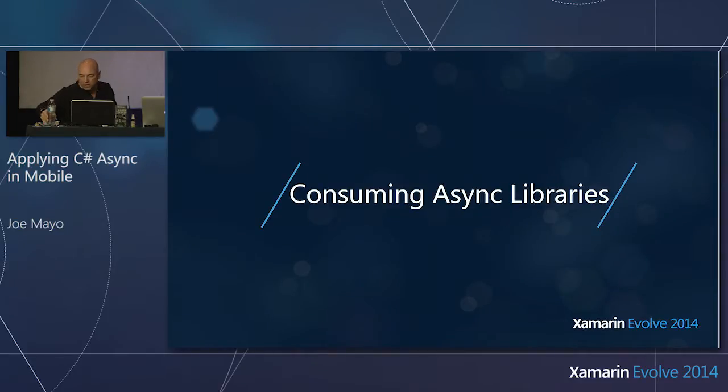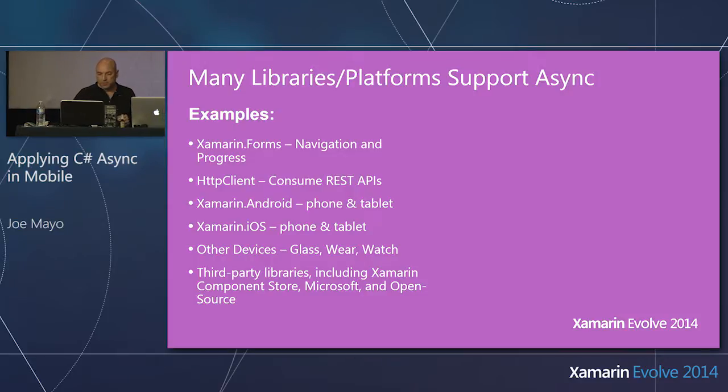So when you're writing this code, you're going to consume a lot of libraries. And I've got some examples of where you can use async. And if you're looking through this list, you can say, well, that's pretty much everywhere. Yeah, it is. You saw that example where I used Xamarin Forms, but Xamarin Forms has some built-in support for async, specifically through navigation, and you can await the progress indicator also to update that.